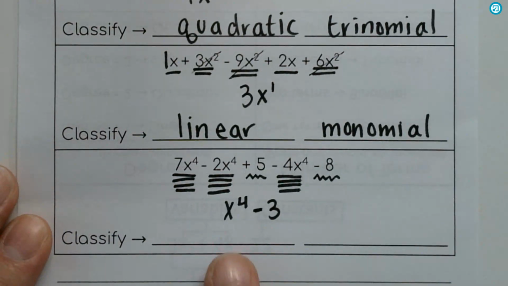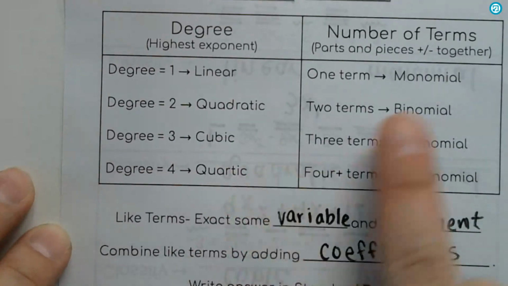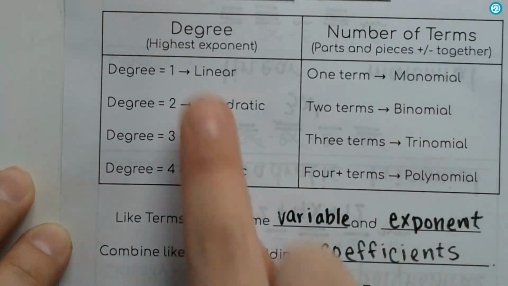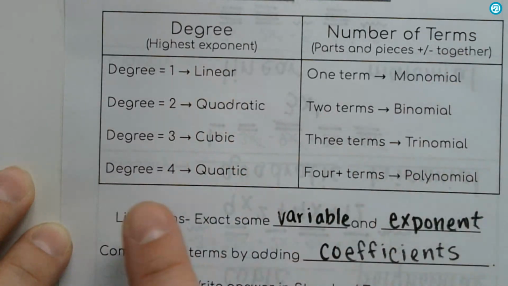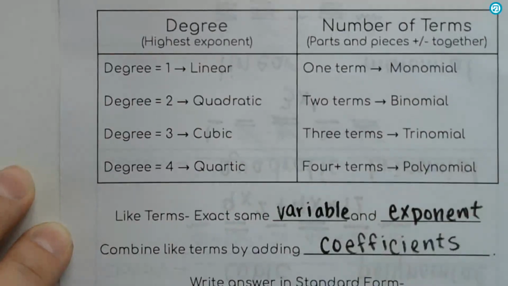Okay, my highest exponent here is 4, and I've got 2 terms. So if my highest exponent is 4, that's quartic, and then 2 terms is a binomial. So you can mix and match these. Use whichever one you need for the degree, whichever one you need for number of terms. This is a quartic binomial.